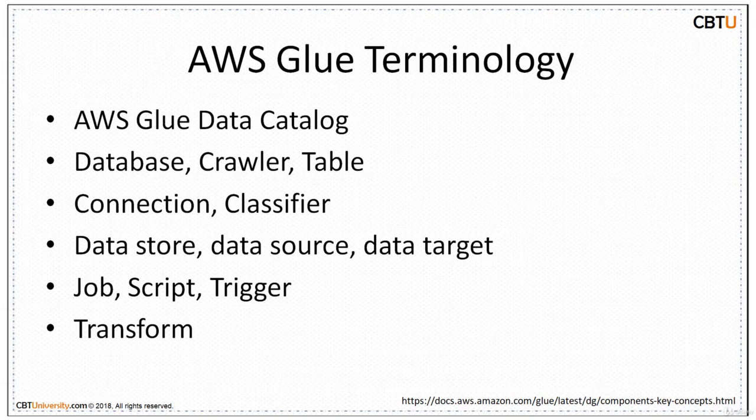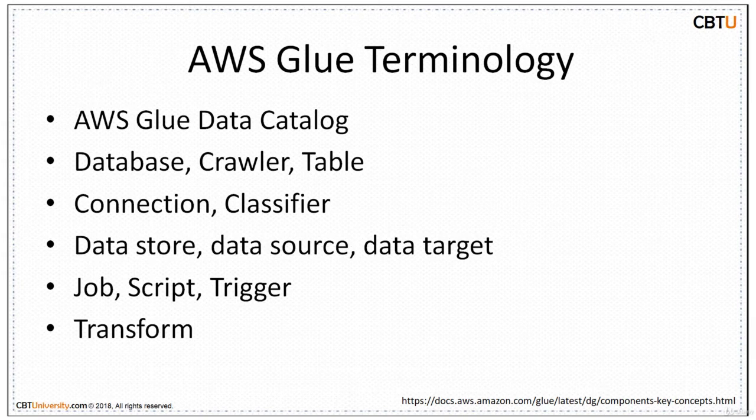Table is a metadata definition that represents your data. Table defines the schema of your data. It can be an Amazon S3 file, an Amazon RDS table, or another set of data. A table consists of names of columns, data type definitions, and other metadata about the base dataset.